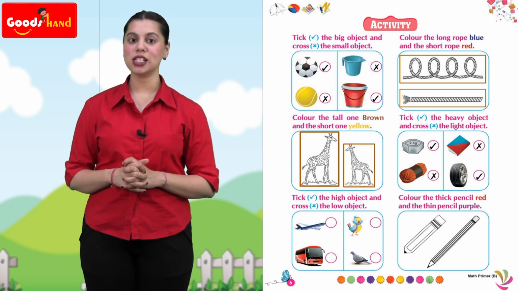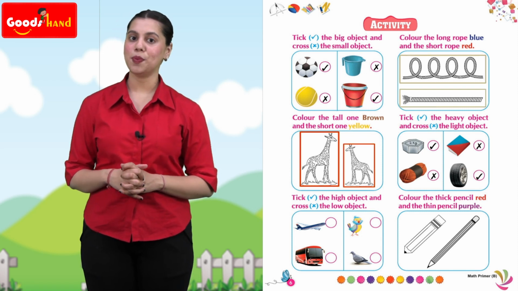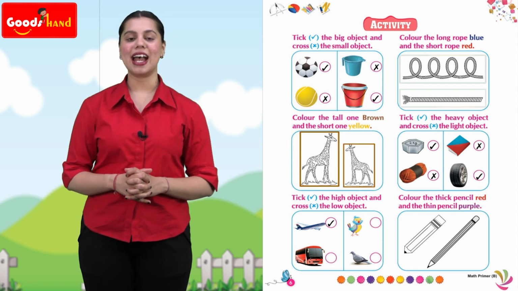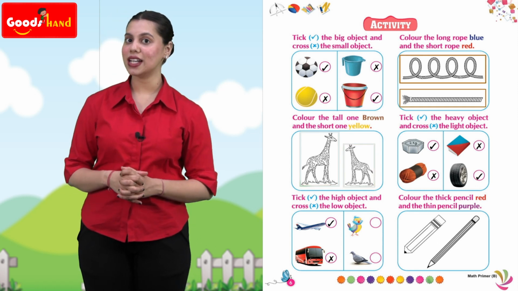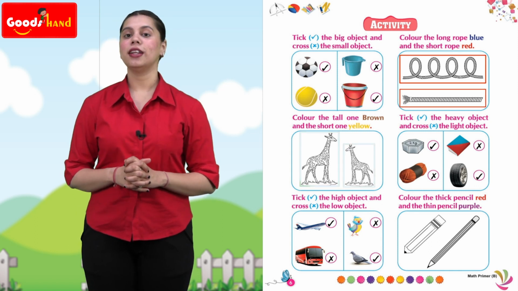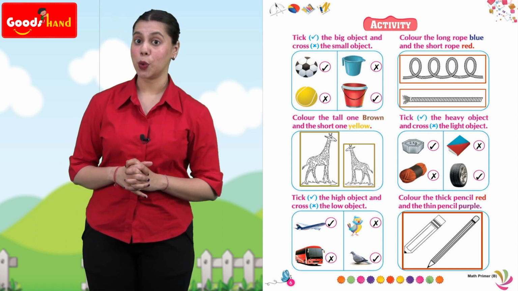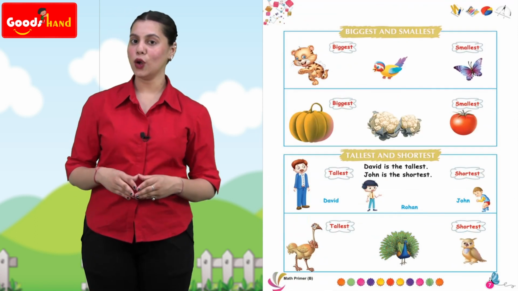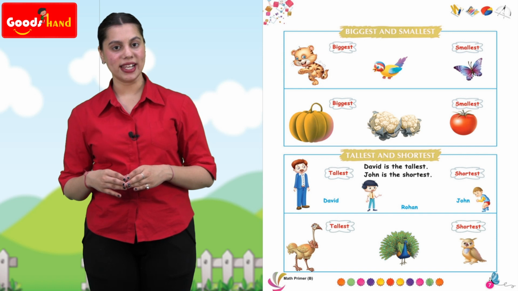Now move forward to tick the high object and cross the low object. Next move forward with the airplane and the bus. High is the airplane. Tick the airplane, and low is the bus. Cross the lower one. Now color the thick pencil red and the thin pencil purple. Very good kids.